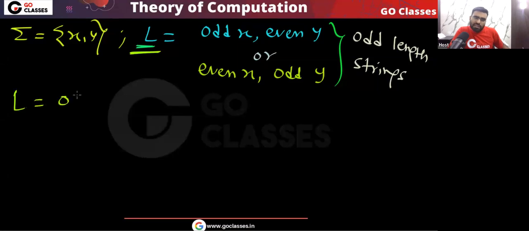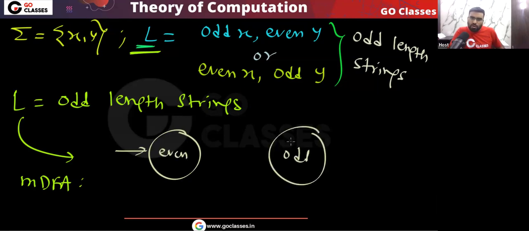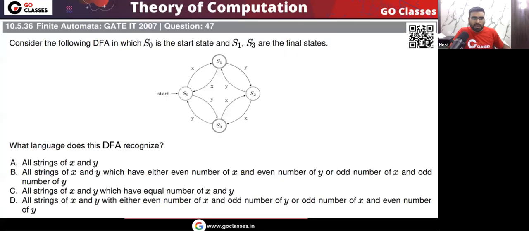So your language is odd length strings. So the minimal DFA will have how many states? Let me create it. It will have two states, very simple: even and odd. We want odd, so it will be like this. X, Y, you go here, and like this. So this will be your answer. For this question, the minimal DFA will have two states. This is a very simple question. I hope you understood. The answer will be option D. Now let's move on.